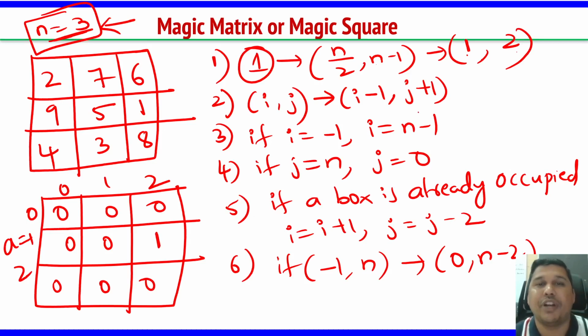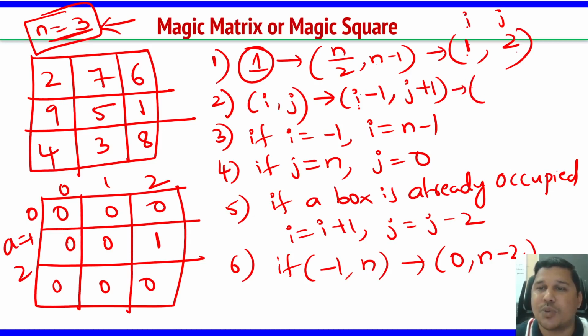Okay, so I have filled the 1. Now, what is my current i and j? Current i, this is i, this is my j. If a previous number was filled at location i comma j, then the next number should be filled at location i minus 1, j plus 1. So if I calculate, what is my i here?